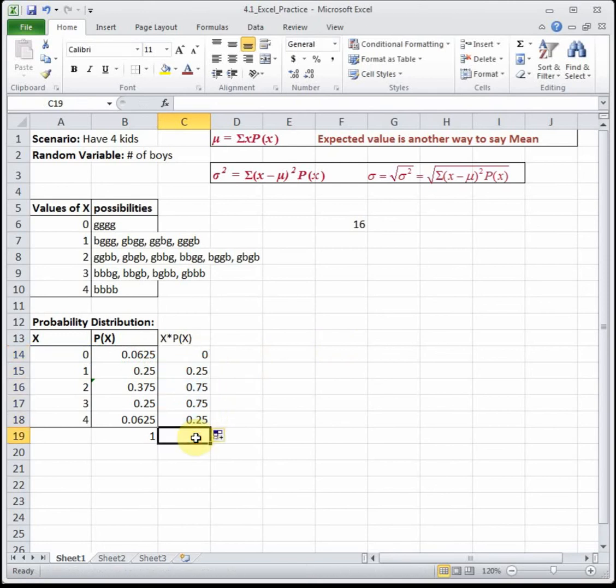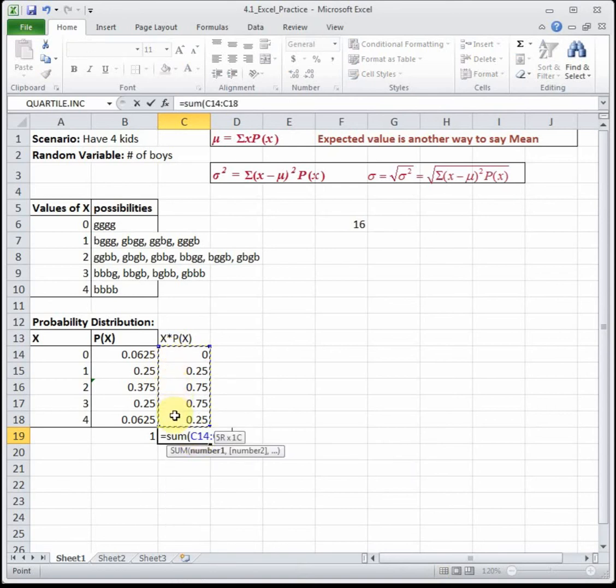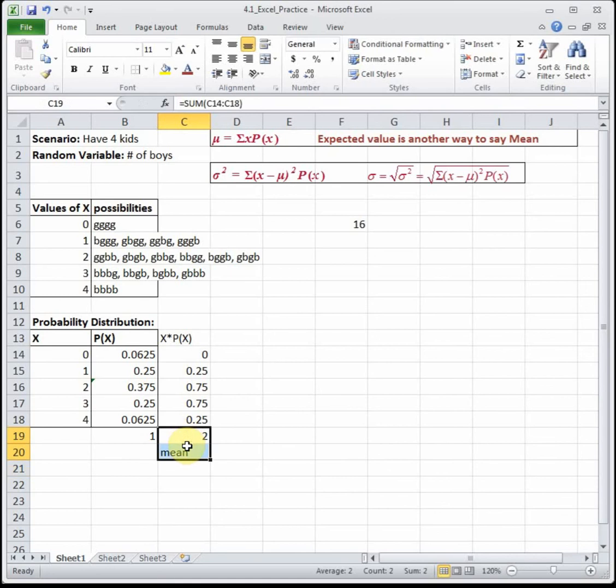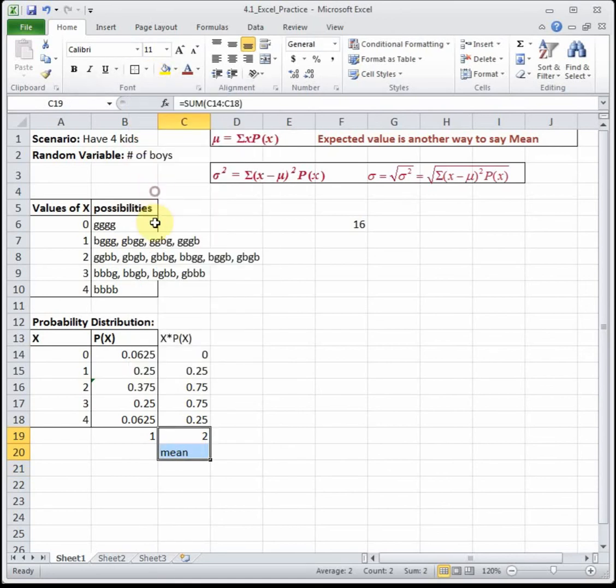And then to find the mean of the probability distribution, all I have to do is sum my x times p of x column. So this is our mean. This 2 represents our mean. And this tells us if we have 4 kids, we would expect 2 of them to be boys, which means 2 of them would be girls. And that makes sense. We know that because there's like a 50-50 chance of having a boy or a girl, it makes sense that if you have 4, you would expect about 2 of them to be a girl and 2 of them to be a boy.